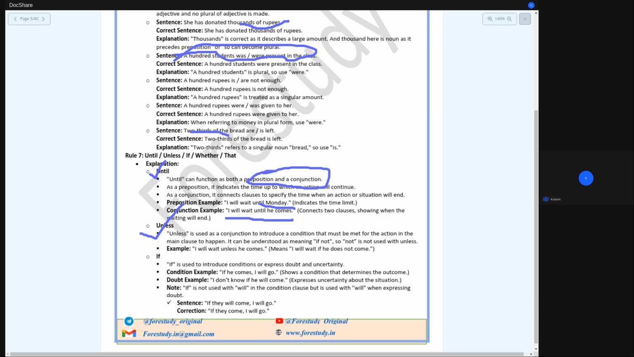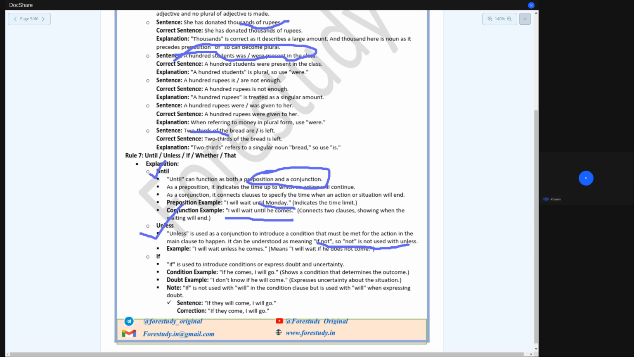Unless introduces a condition. It essentially means if not or except if. A very important point here, because unless already contains a negative idea, if not, you generally do not use another negative word like not in the unless clause itself, because it would be a double negative then. I hope you have understood this. We don't use not with unless because that is already negative. We don't use double negatives.